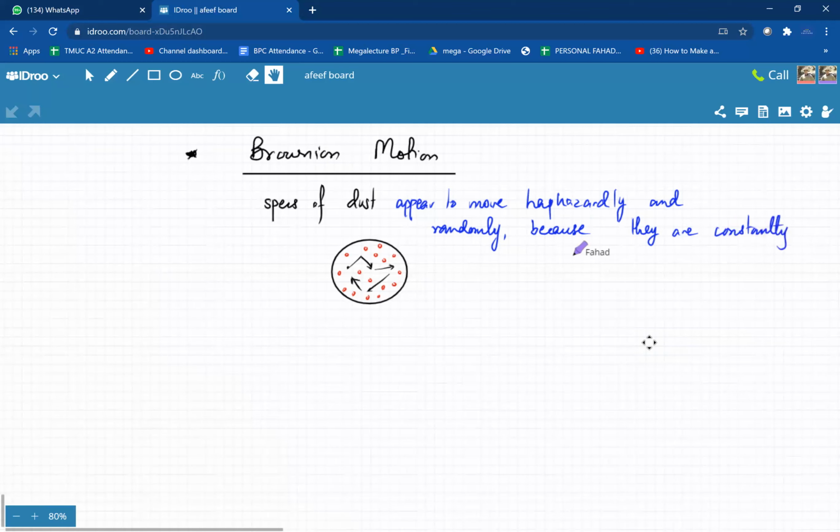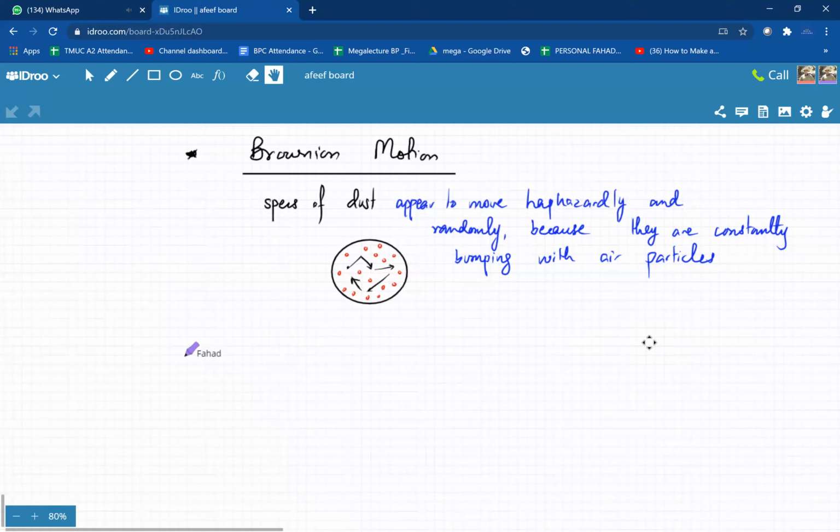I said they are constantly bumping with air molecules. So you have lots of air molecules which are constantly bumping into them. Let's not even call them molecules, let's call them air particles. Because we haven't studied atoms and molecules yet, so just call them air particles. So constant collisions with air particles, and this haphazard movement is observed.